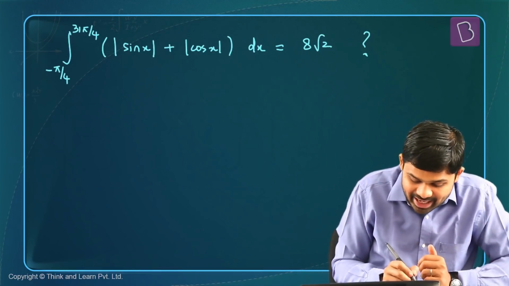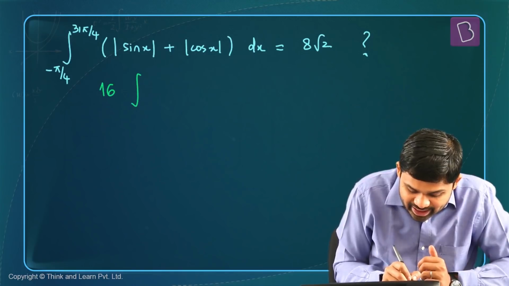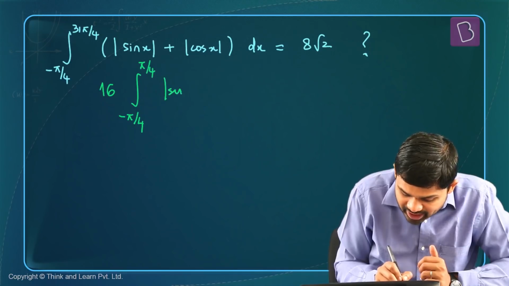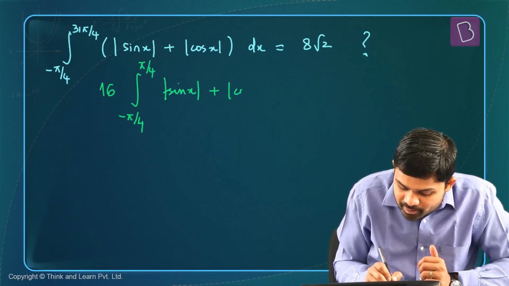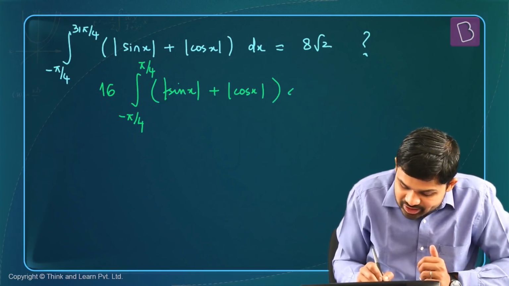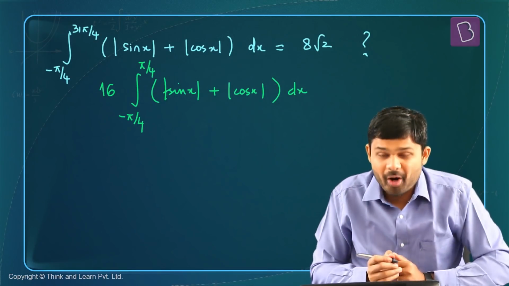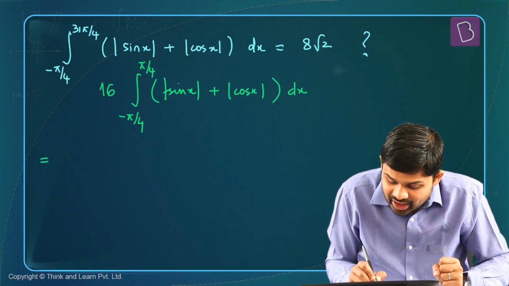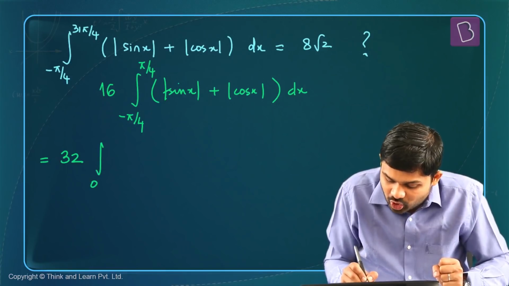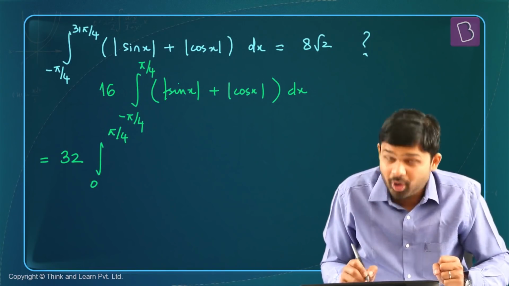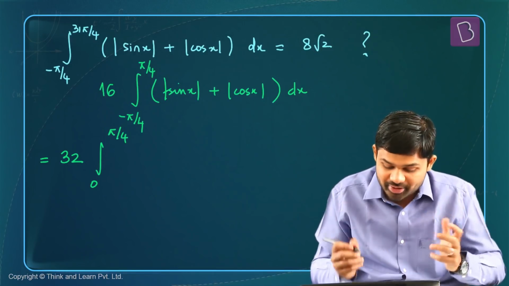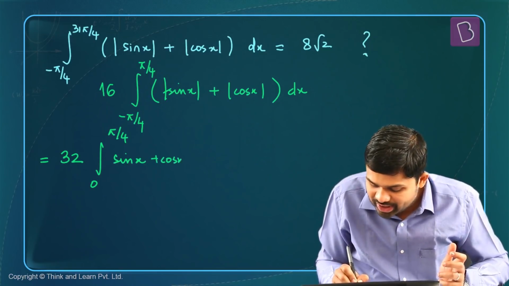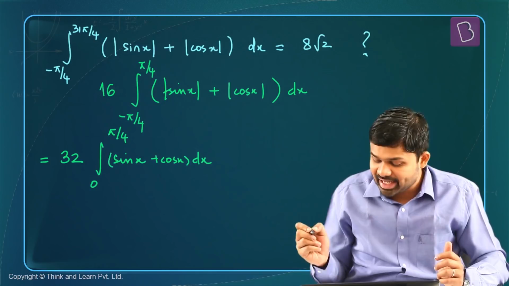So I can rewrite my entire integral as 16 times the integral from negative pi by 4 to pi by 4 of mod of sin x plus mod of cos x dx. Now we're going to make use of the properties of definite integrals. This is an even function, so I can rewrite this as 32 times the integral from 0 to pi by 4. Mod sin x in 0 to pi by 4 is just sin x, and cos x in 0 to pi by 4 is also just cos x. This is a very simple integral to evaluate.